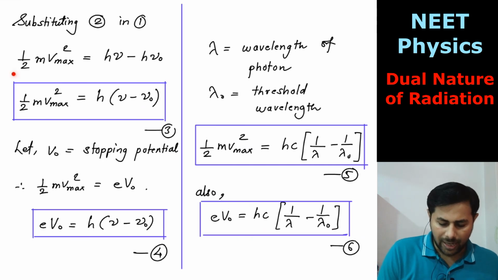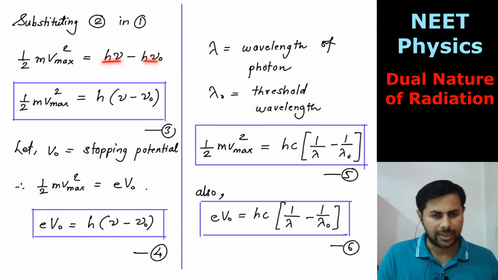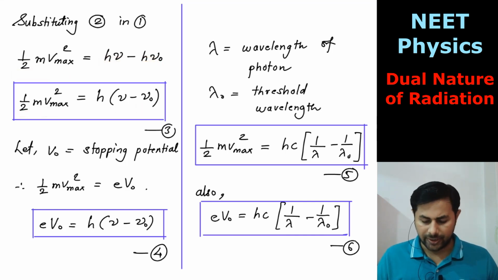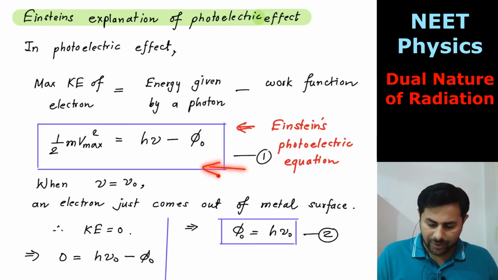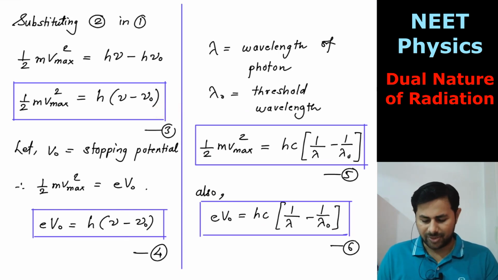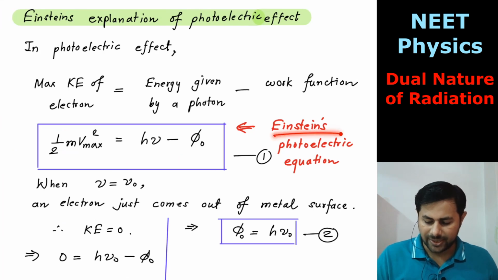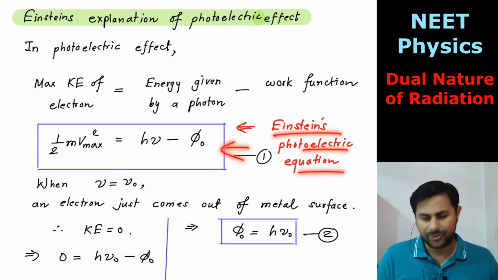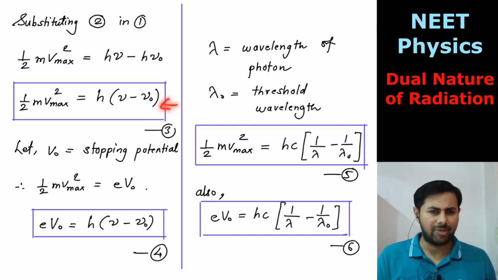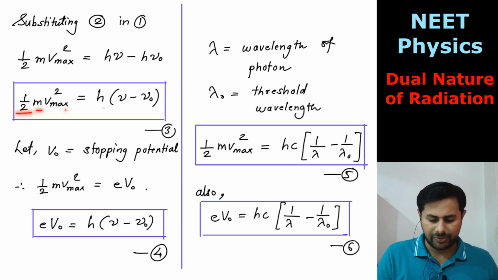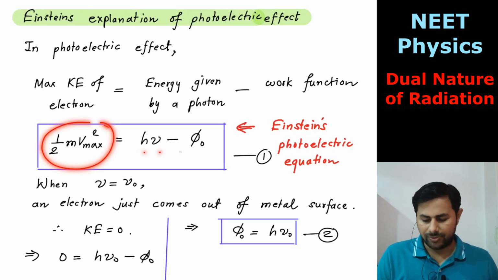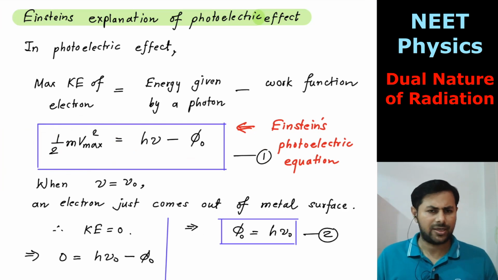Then you substitute that back in this equation. So you will get half m v max squared is equal to h nu minus h nu naught, or half m v max squared is equal to h times (nu minus nu naught). We'll see that in some other form also. This is called Einstein's photoelectric equation. In this form also, it is known as Einstein's photoelectric equation. You can see that's the same equation, right? So half m v max squared is equal to h times (nu minus nu naught), or half m v max squared is equal to h nu minus phi naught. This is Einstein's photoelectric equation.